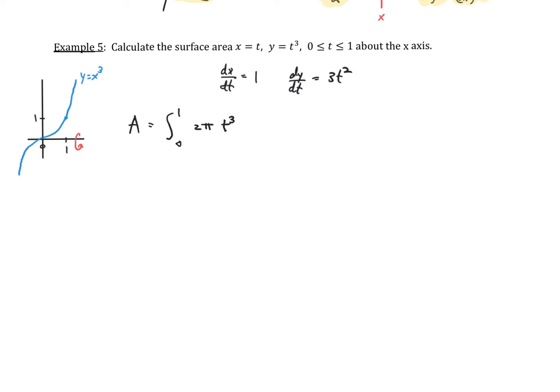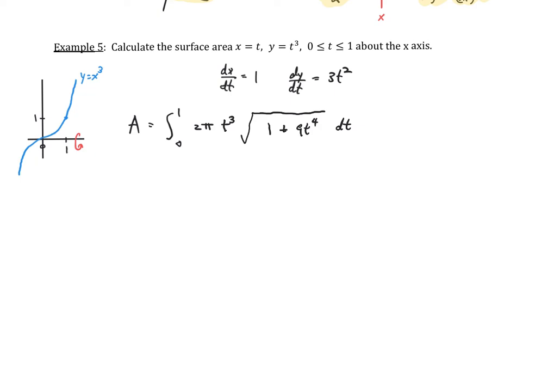And then we want to multiply by the ds part. So the ds part is really the square root of dx/dt, which is 1, squared, plus dy/dt squared. That's going to give us 9t to the 4th. And then we have a dt out in front like this.